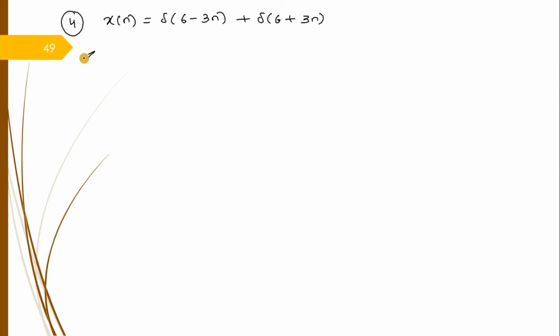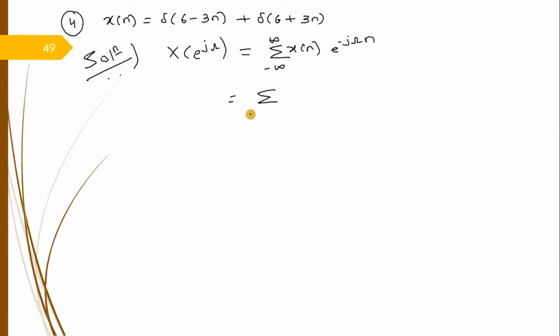So a variety of problems we will solve. Here we have been asked to find the DTFT again. The time domain signal is given, and the DTFT has to be found. So again, I'm writing the standard form. Repeatedly I'm writing the standard form because you should remember this is a very important step in your answer. Then I substitute the same thing: delta of 6 minus 3n plus delta of 6 plus 3n. Whenever impulse functions appear, you should be very careful. Such questions you can expect in your GATE exam also.